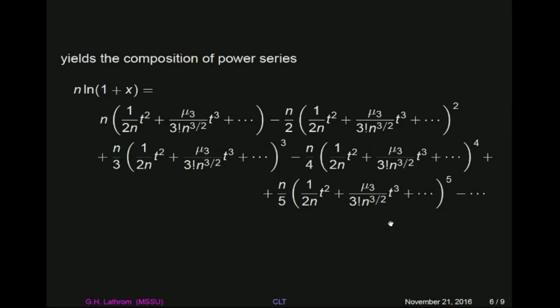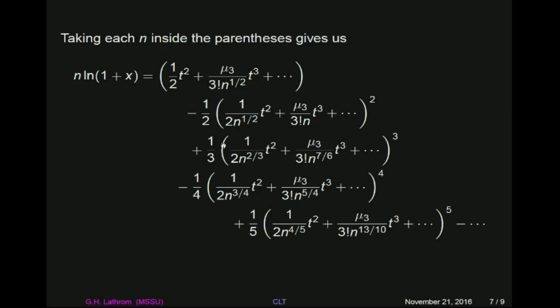And then for each one of those n's on the outside, we're going to distribute that inside the parentheses. So the first n just distributes, and we have this expression. The second n, as we bring it in, we take the square root, and so we get an expression where we have an n to the 1/2, an n, and so on in the denominators. We take the cube root into the third term, and so we have an n to the 2/3 in the denominator, n to the 7/6, and so on. For the fourth power, we bring it in and take the fourth root of n, and so we have this, and same thing for the fifth power, and so on.